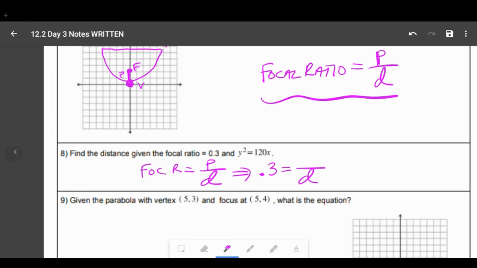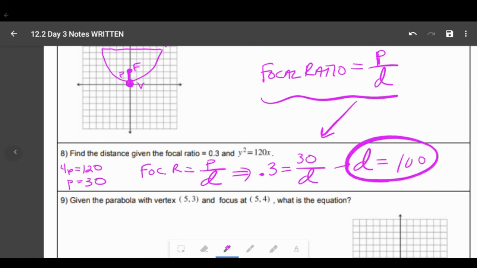Well, use the previous stuff we've been working on, right? Off to the side, if I know that 4p is equal to 120, I know that p equals 30. So if I plug that into my equation, just using this equation right there, that's all I'm doing. If I solve this carefully, be careful with your algebra, you guessed it, 100. So hopefully that's what you got as your answer.